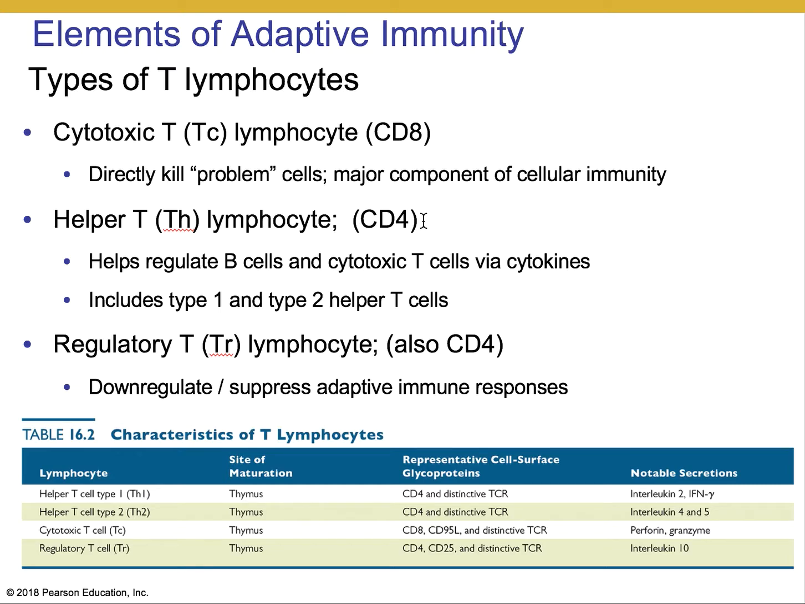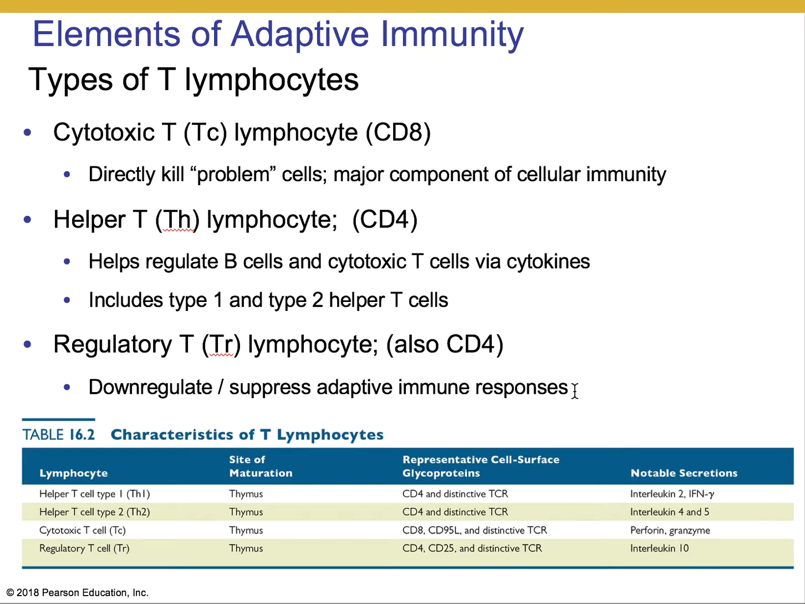The helper T lymphocytes are abbreviated TH. And those start out undifferentiated and then they change into either TH1 or TH2. Both of these have CD4 receptors, and their function is to secrete cytokines, interleukins, and interferons. And then finally, the regulatory or TR lymphocytes. These also have CD4 receptors, and the role of this class of cells is actually to downregulate or suppress the adaptive immune response. And you may wonder why this is important.